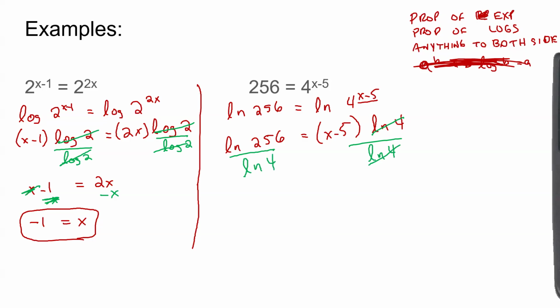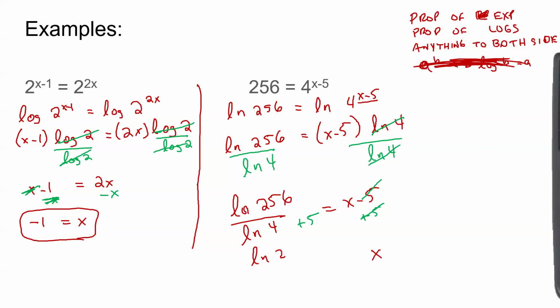So I'm here. I'll have the natural log of 256 divided by the natural log of 4 equals x minus 5. And now I can come through there and add 5 to both sides, which will cancel that 5 off. I'm trying to get x, same old thing, trying to get x by itself.